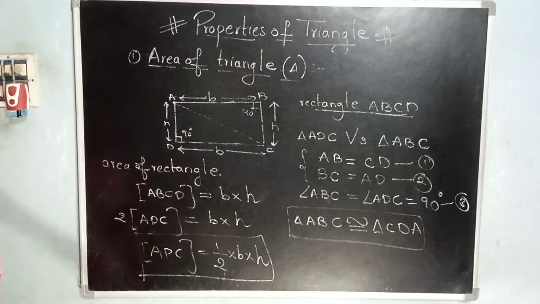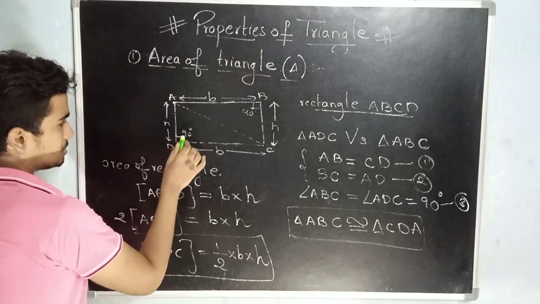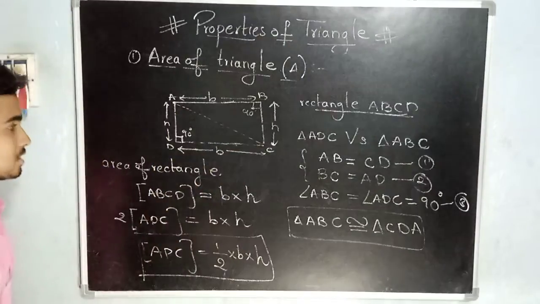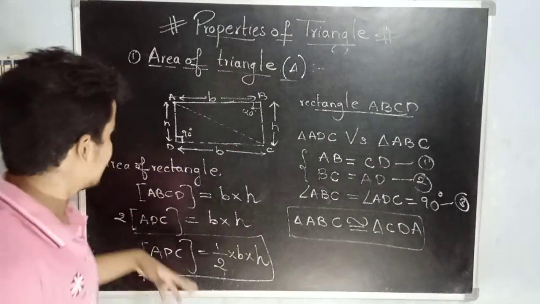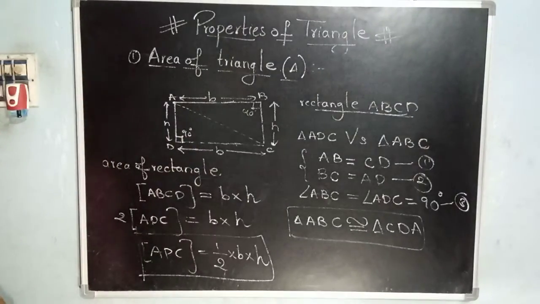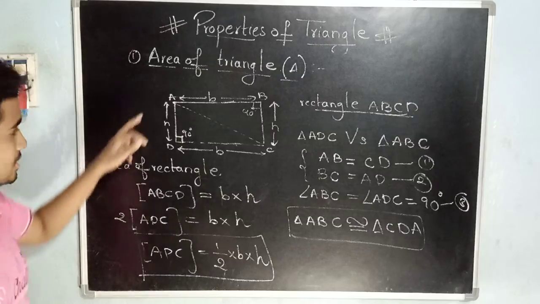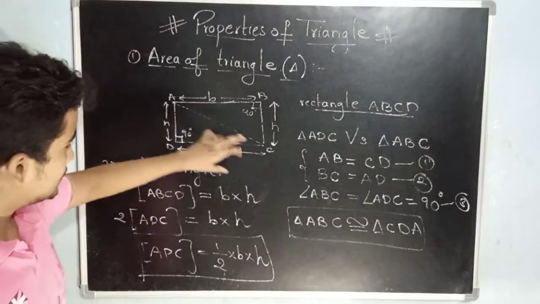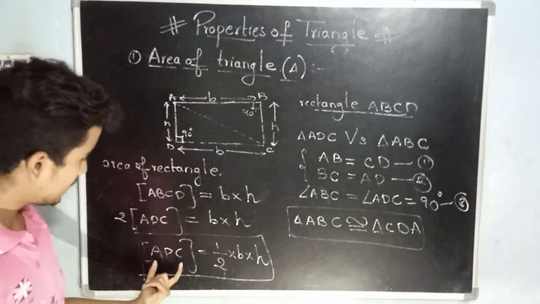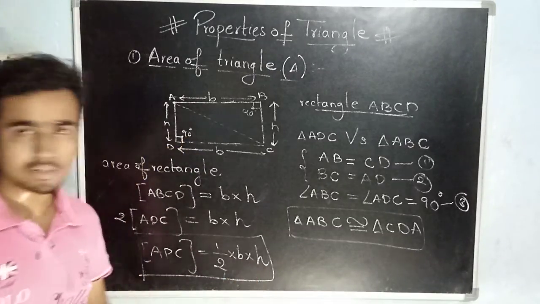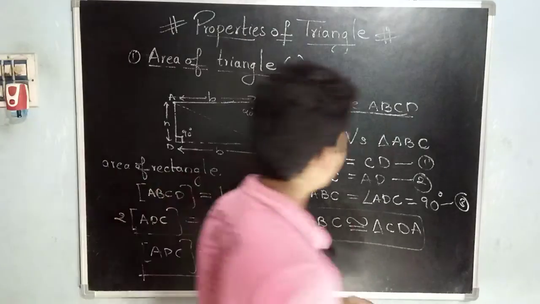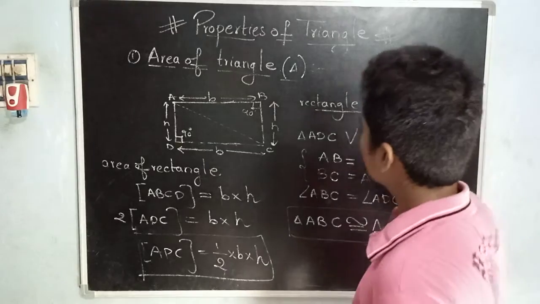So we have considered it as a right angle triangle. Then what about other normal triangles which are not especially right angled triangles? So let's go to it. In this triangle, which is a right angle triangle, area of triangle ADC is half into base into height. Okay, I am going to erase this side.